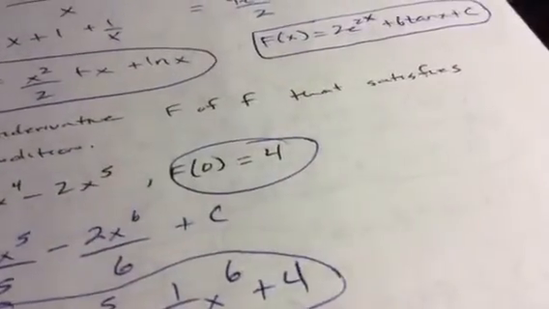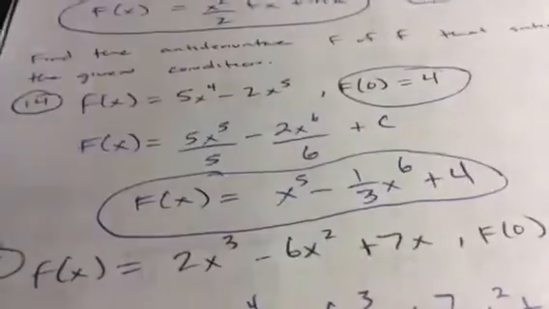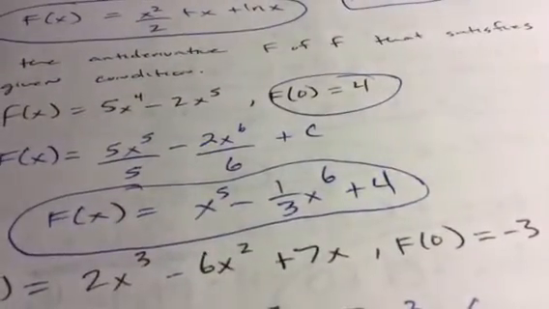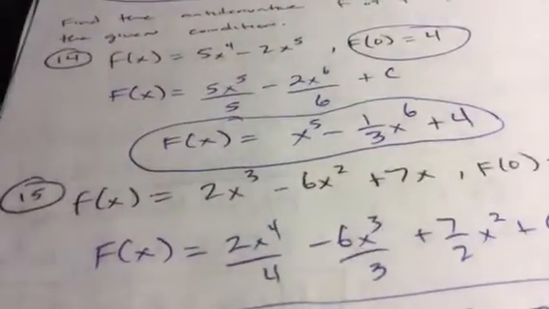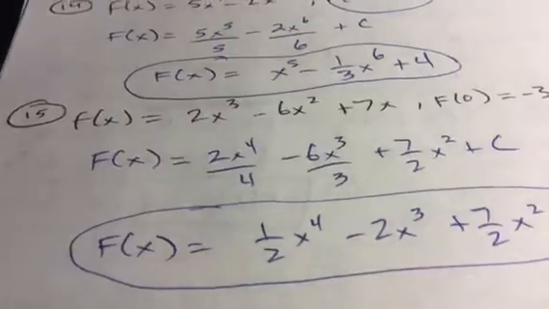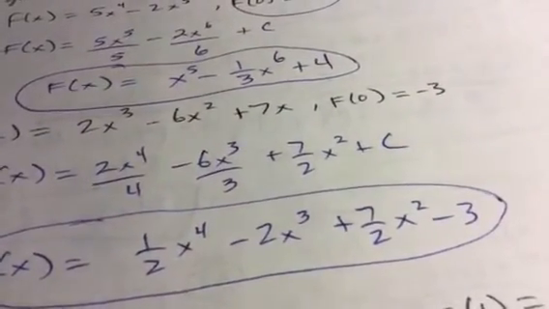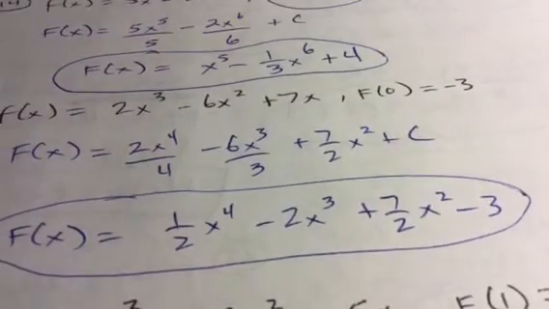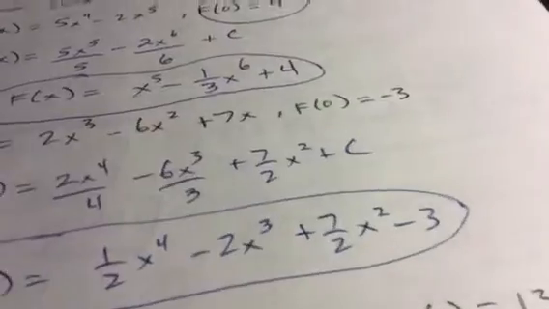Find the antiderivative capital F of lowercase f that satisfies the given condition. So take the antiderivative. The antiderivative evaluated at 0 is 4, so that means C is 4 in this case. Next one here, 15, one power up divided by that new power. I showed a little bit of work. If I plug 0 in for x in my antiderivative and I get -3, that means C is going to be -3.